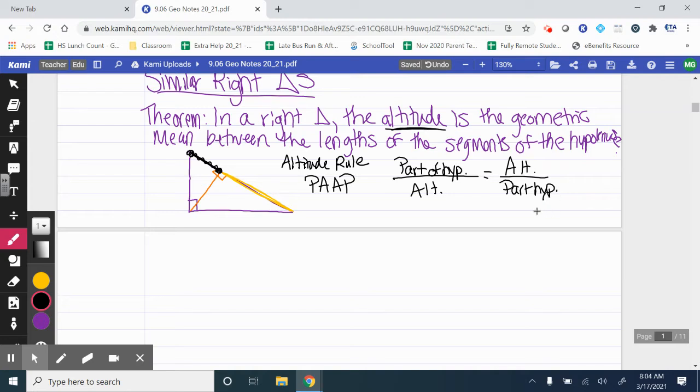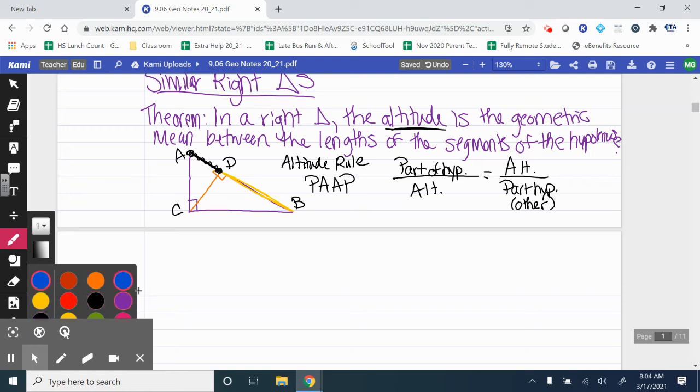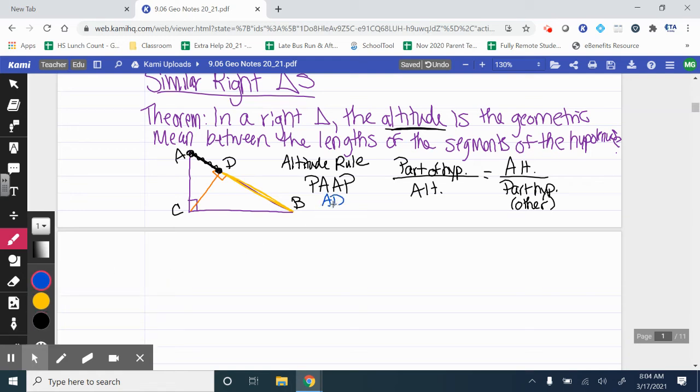Maybe you also could call this PAO. So this is the other part, P-A-O, part, altitude, other part. So part over altitude equals altitude over part. If we look at this triangle right here, if I call this triangle A, B, C, and this point D, my proportion here would be part of my hypotenuse, which is AD, over the altitude, which is CD, equals the same altitude, CD, over the other part, which would be your yellow part, which is DB. So that's how you would set up your altitude rule.